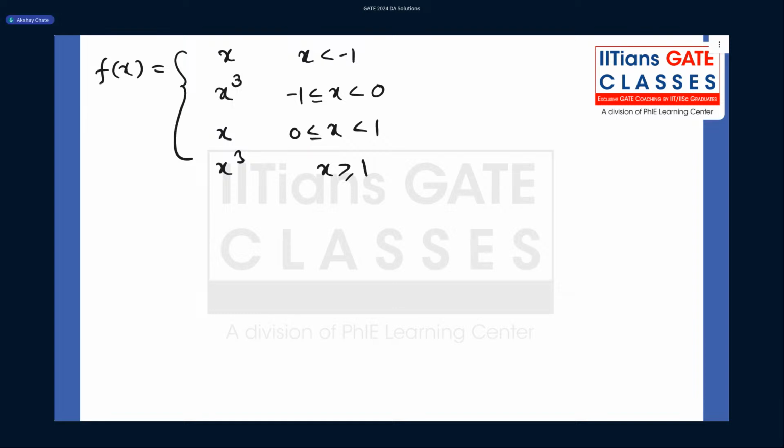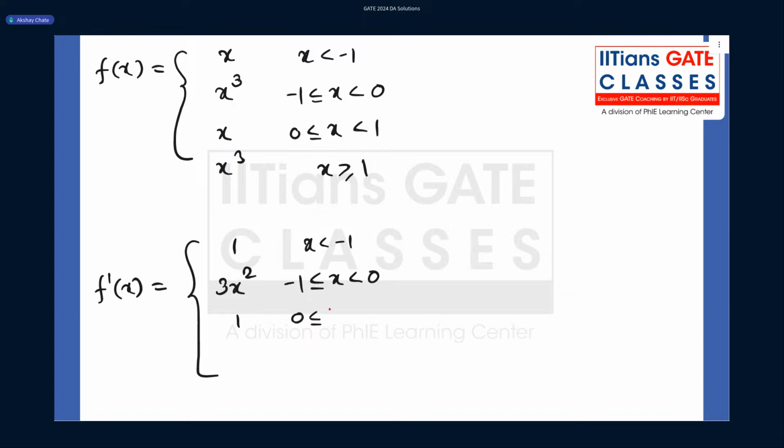And then you take the differentiation of your function. The domain or the region of the function remains the same. So here the derivative is 1, because the derivative of x is 1. Then it becomes 3x square in the region -1 to 0. Then again it becomes 1 in the region 0 to 1. And it again goes to 3x square for x values greater than or equal to 1. So now you know the nature of your f dash of x.